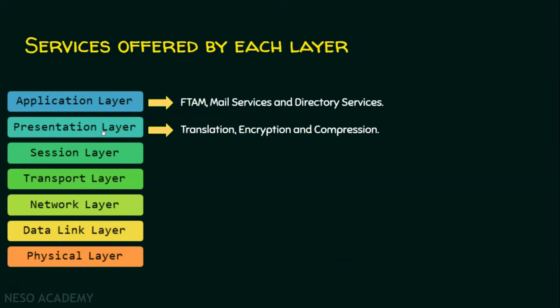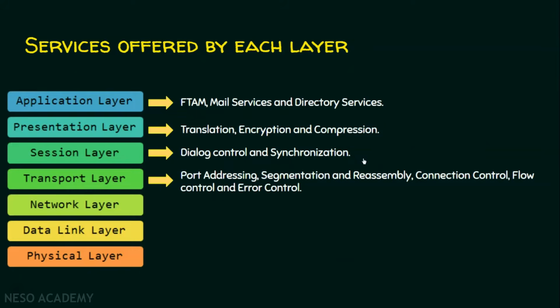Now we will move on to the presentation layer. This layer offers translation, encryption, and compression. And coming to the session layer, it deals with dialog control and synchronization. Then the very important layer, the transport layer, because it deals with port addressing. Whatever data is received from the upper layers, it adds the source port number and the destination port number, that is port addressing. If the message is big, it is going to break that into small pieces and reassemble them on the receiver side. So segmentation and reassembly, connection control, flow control, and error control.